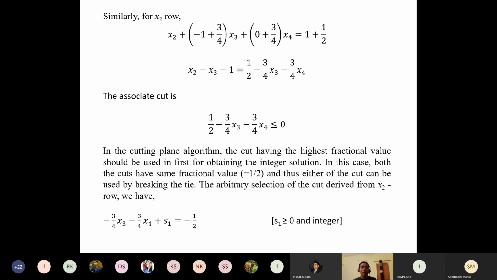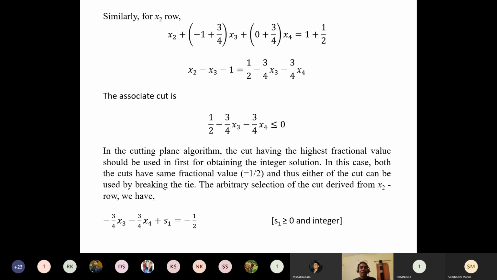If they are not equal, then the higher fraction should be considered first to obtain the solution at a faster rate. If you choose the lowest one, you can still get the solution, but the number of iterations will increase. So we should choose the cutting plane where the fractional value is highest first.